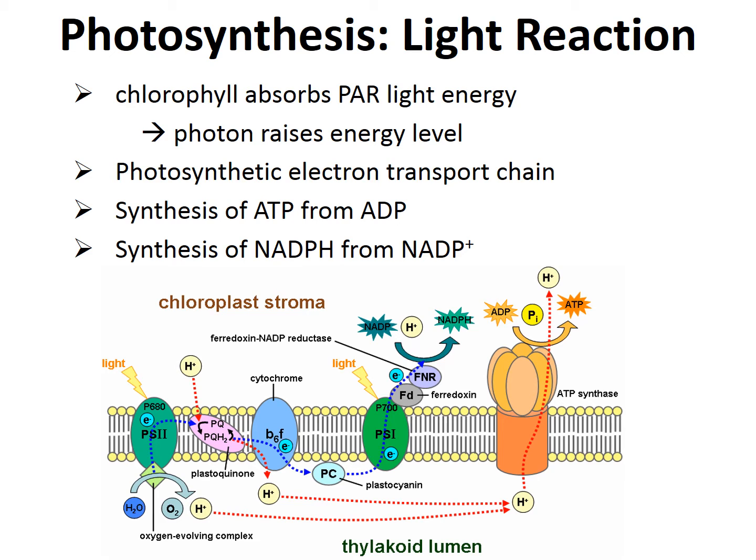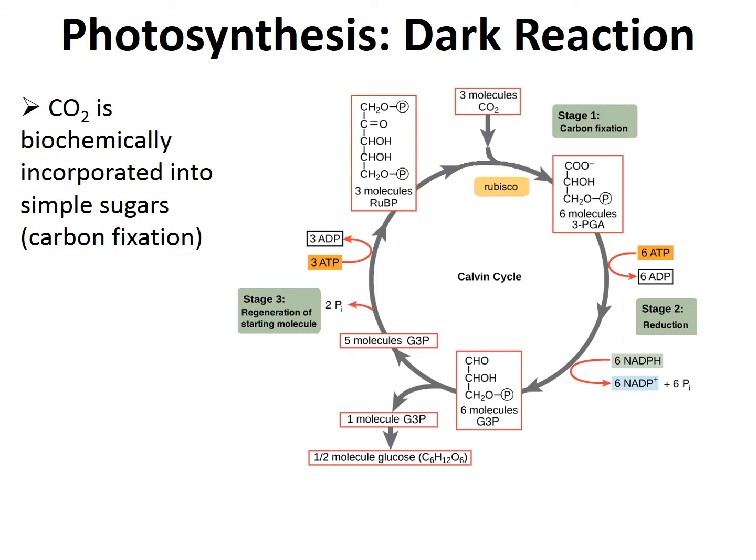produce glucose molecules. The dark reaction, or the Calvin cycle, is where the inorganic carbon dioxide is going to become transformed into an organic molecule. This is referred to as carbon fixation.